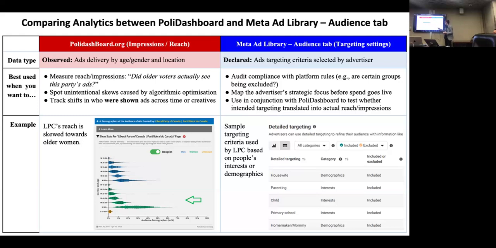Meta knows more about you than you know about yourself, perhaps. So you don't need to say I'm a housewife or parenting a child. Maybe you like some pictures or posted some pictures of your kids, primary school, homemaker, mommy. So by selecting some of these interests and demographics, direct targeting, that's what happened with the impressions data, that it's skewed towards women, an older population, perhaps.